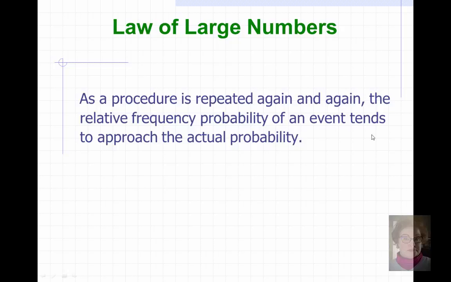And this brings us to the law of large numbers. The law of large numbers tells us that as a procedure is repeated over and over and over and over, the relative frequency of probabilities in an event tends to approach the actual probability.